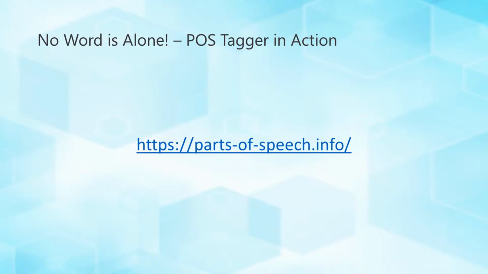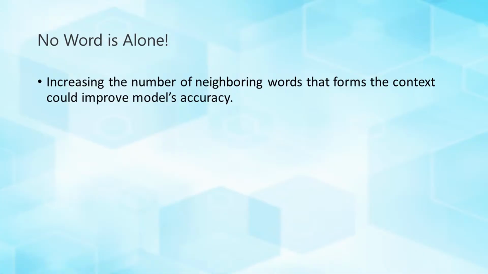To add to that, I would highly recommend that you take a look at this website to see a POS tagger in action. So now we have an idea of how we could go about solving the problem. This idea can be applied to several applications where we want to determine an annotation based on the context. You could also consider that increasing the number of neighboring words that form the context is likely to improve the model's accuracy.